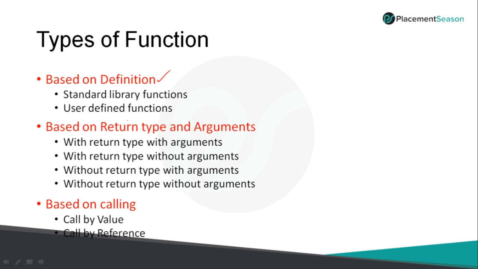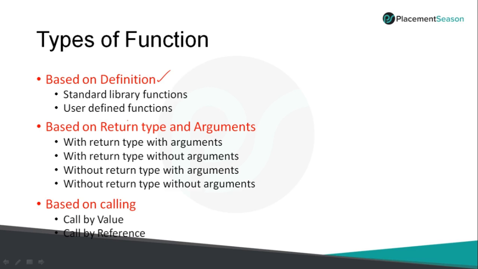Then second one is user defined function. It means we are going to define some set of functions, and we will be discussing this user defined function in an upcoming slide in detail. The second type is based on the return type and its arguments. So second type is with return type with arguments, and the other three combinations are with return type without arguments, without return type with arguments, without return type and without arguments.